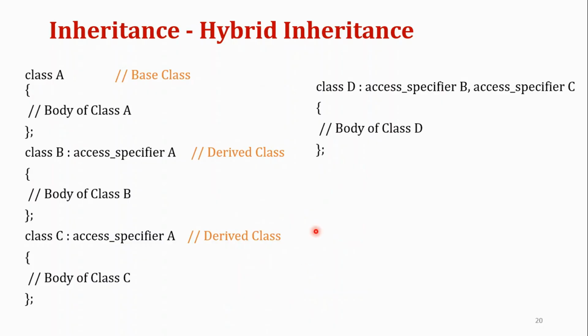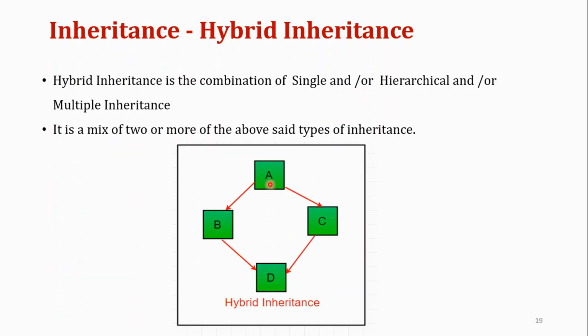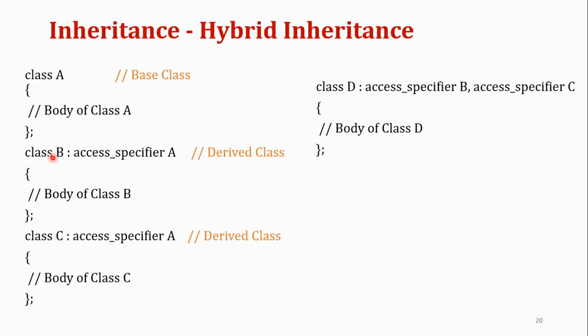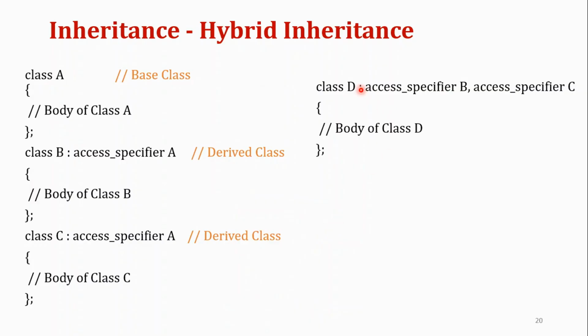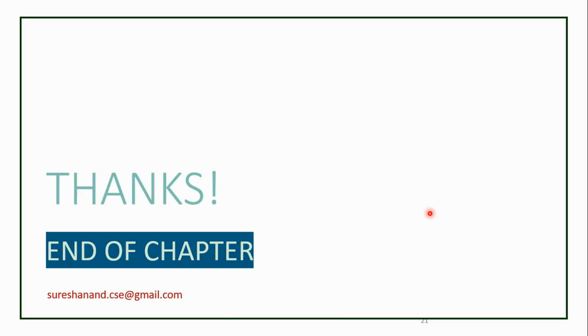Okay, assuming the same example, class A is defined, and B and C are getting from class A. So class B is getting from A, class C is getting from A, and class D is getting from B and C. Class D is getting from B, comma, C: multiple inheritance. Okay, so that's all the types of inheritance. We discussed the types of inheritance in this session. We'll see them in detail in coming sessions. Thank you all.